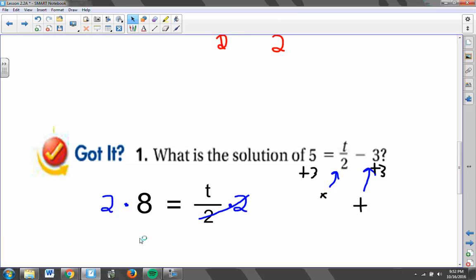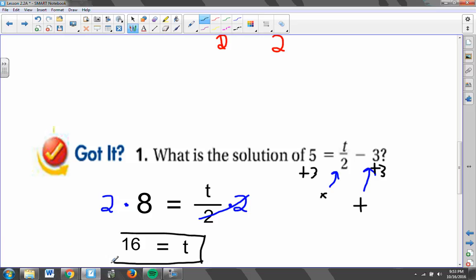So the left side of my equal sign now says 2 times 8, which we know is 16. And then the other side just equals t, because that's all that's left. We've undone everything that was happening to the t. So we end up with the solution, t equals 16, or 16 equals t.